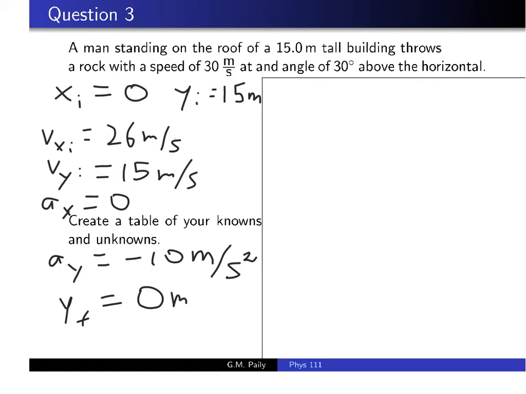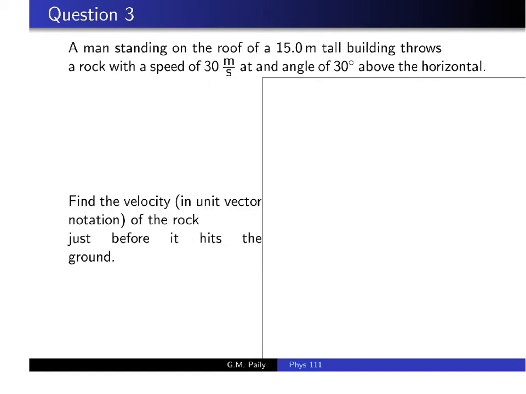Here, we are asked to find the final velocity of the rock just before it hits the ground. Remember, velocity is a vector. The x component is simple because we know that Vx final is equal to Vx initial since Ax is 0. And so Vx final is simply 26 meters per second. But what about Vy final?